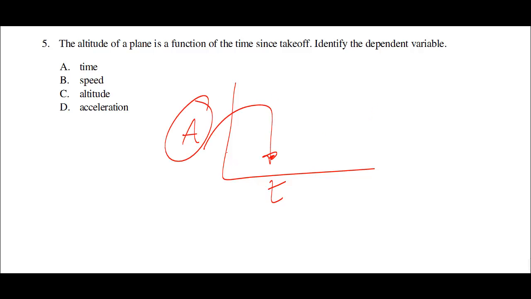So if you had a plane, the plane's graph might look something like this, and then maybe it's at altitude and then it comes down. So as a result, what is the dependent variable? The dependent variable in this case would be altitude, C.